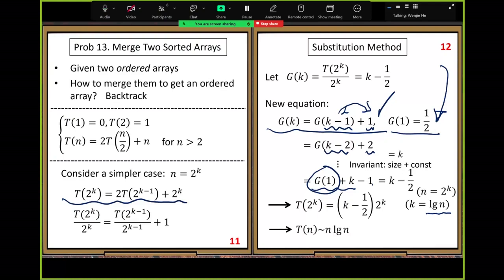So the final estimate formula: t of n is approximately equal to n times lg n, n log n. Remember, lg means log base 2 in computer science. In math, lg means log base 10. It depends on what book you are reading. If you read a math book, log base 10. If you read computer science books, you use log base 2.